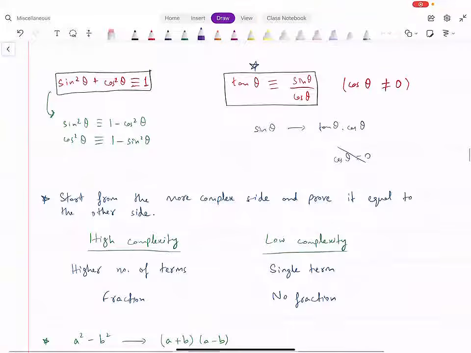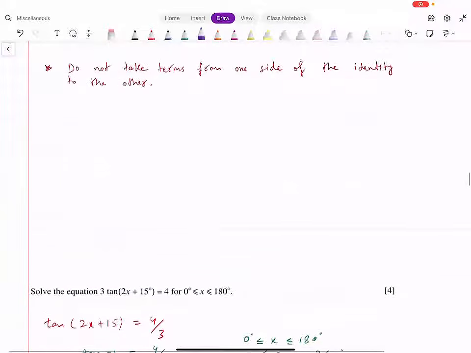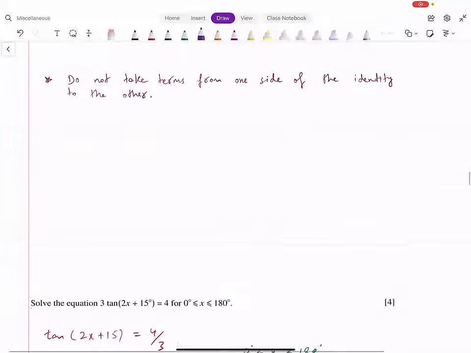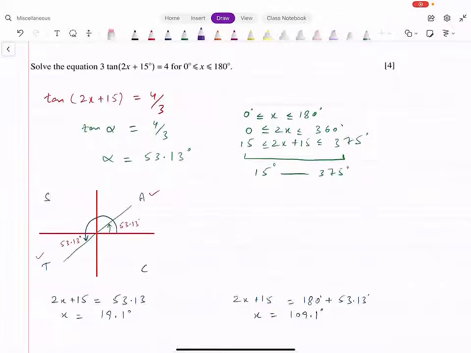Then you've got identities. Sin square theta plus cos square theta equals 1. Tan theta equals sin theta over cos theta. In identities we use करके how you can prove other identities. Again, practice बहुत important होती है इसके लिए. Remember, you can't take terms from one side to another when you're proving identities. Keep that in mind.